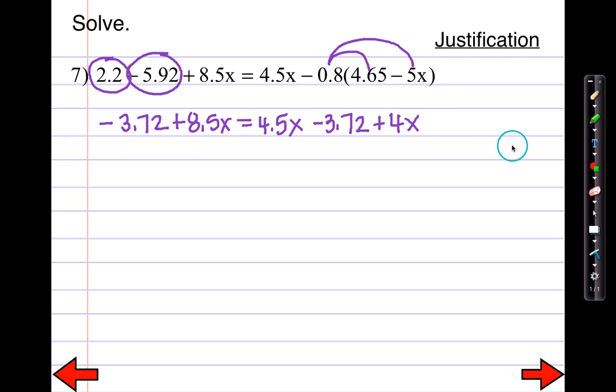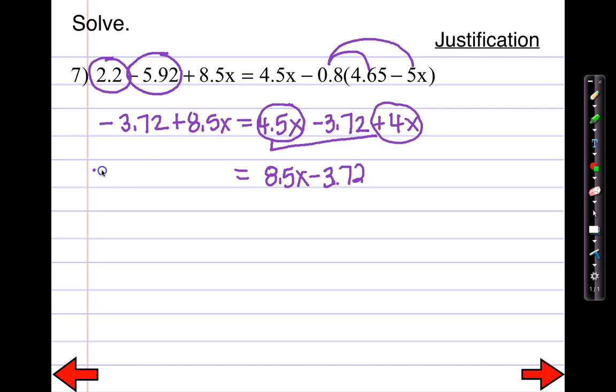So this is what I have now. What should I do next? I think combining like terms might be a good idea, so I'm going to combine these terms together. So when I combine these, 4.5x plus 4x is just 8.5x. Let's bring down that minus 3 and 72/100. And here, do the same thing, just bring it down because there's nothing else I can do to simplify it.